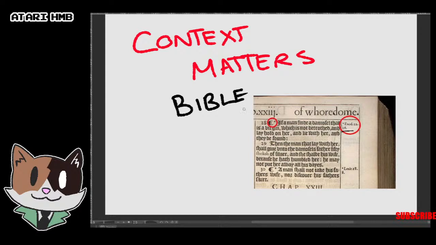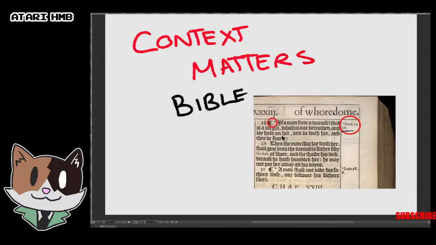But context matters because, for example, if a man findeth a damsel that is a virgin, which is not betrothed, lay hold and lie with her, and they be found, then that man that laid with her shall be given unto the damsel's fathers. The premise is people will read this normally and assert that, if a man does the R word to a woman, he could just pay for it. They think this is supported.